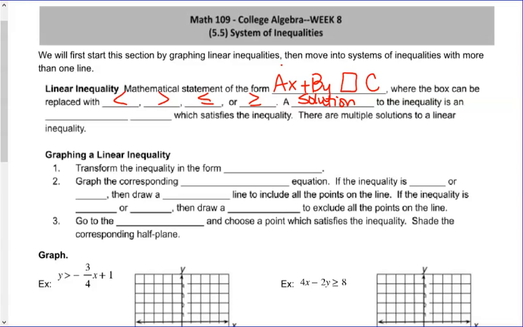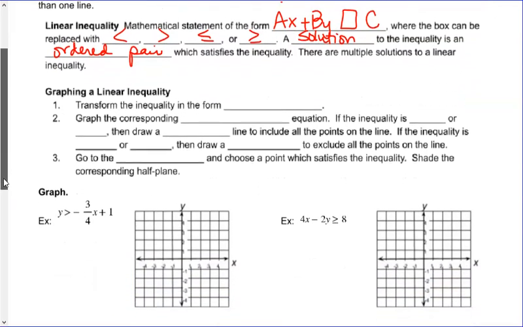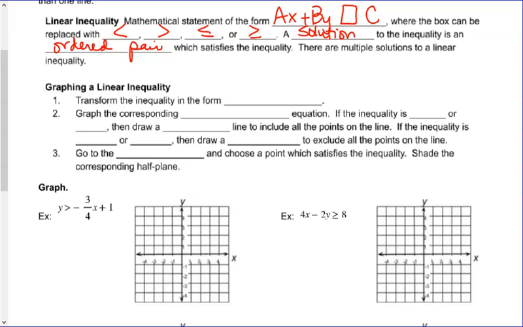Now, a solution to the inequality is an ordered pair which satisfies the inequality. And there are multiple solutions for a linear inequality. You'll see that by what we represent with our shading, okay? So anything that's in the shaded area would be a solution for the inequality.